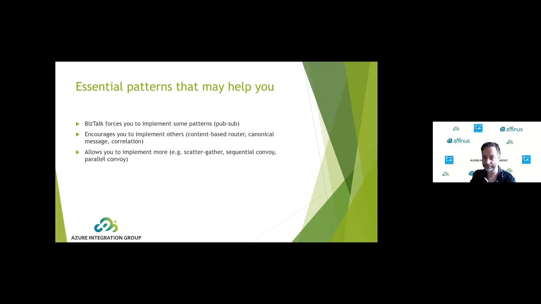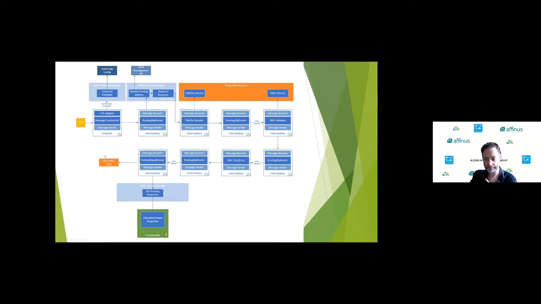And BizTalk also allows you to implement many more patterns, such as scatter gather, sequential convoy, parallel convoys, all those sort of ones. Now, when we had the announcement from Microsoft about the BizTalk migration tool, one of the things they released was this image here, which we've deduced is showing an FTP receive port broken down into AIS.